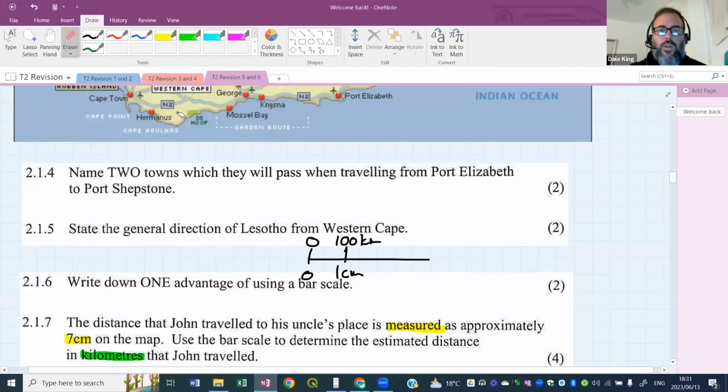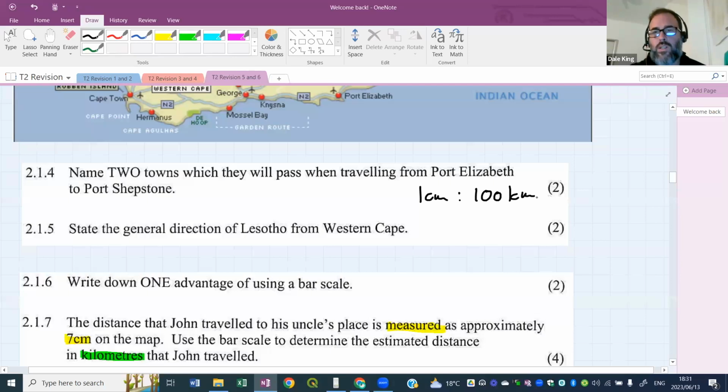Okay, so I'm going to write the scale a little bit differently. I wrote it earlier on, but I'm going to rewrite it again. I'm going to say that 1 centimeter is to 100 kilometers. That's what we get from our bar scale. I've just written it as a ratio. Then what if John did 7 centimeters? By your answers, there's Chade Booth with the calculation. You've got to multiply by 7.